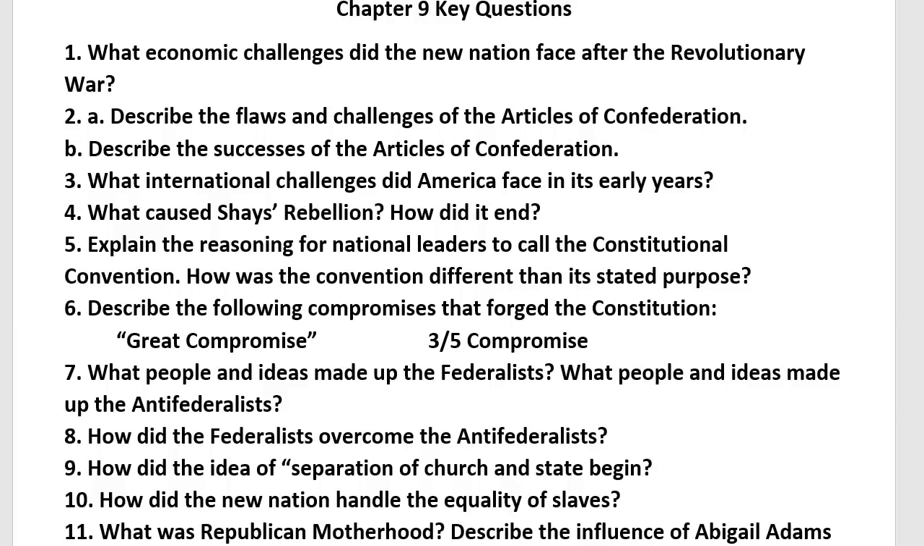How is the convention different? Well, rather than altering the Articles of Confederation, instead they created a brand new government, which I reference as a potential second revolution, if you want to call it that. Number six, describe the following compromises that forged the Constitution.